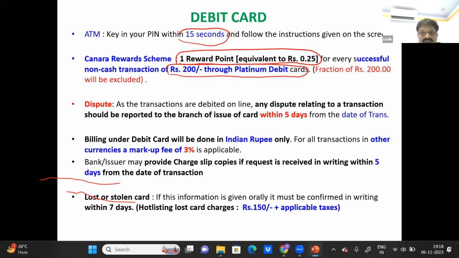Whenever you do any purchases, 200 and above are eligible. And a fraction of 200 will be excluded. If somebody does a fraction, it is excluded. One reward point equals 0.25 paisa.